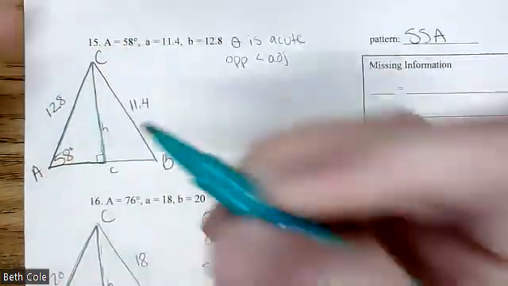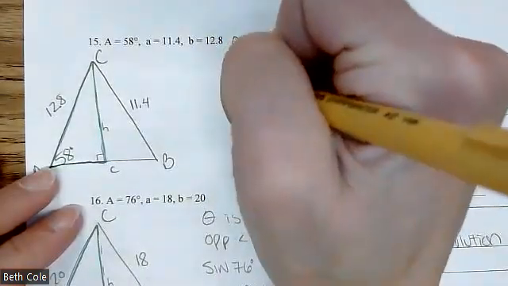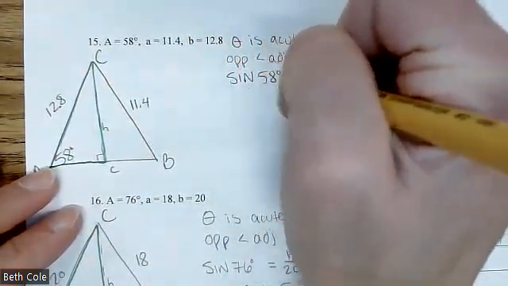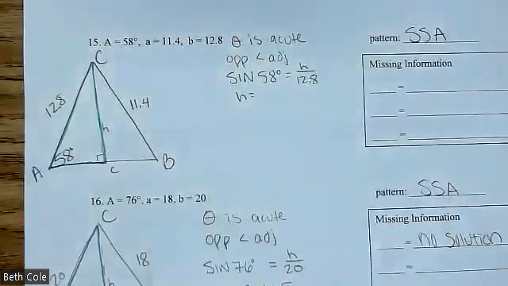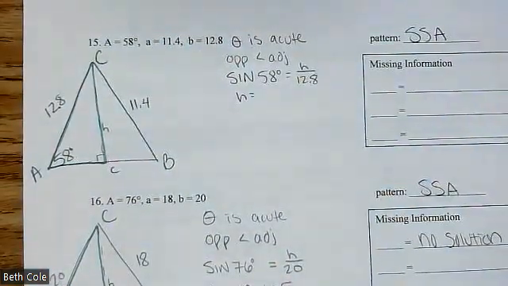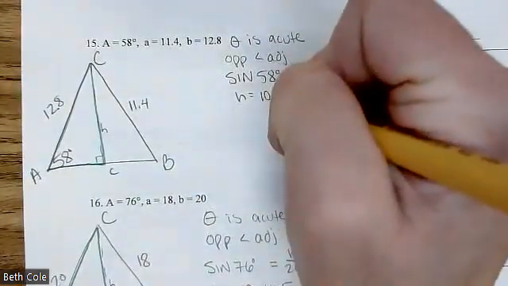So how would we set up to find our height? Sorry, I'm just trying to color code here for you. Sine 58 equals, good. And then we're going to put it in the calculator. Can anyone share what they got for the height?